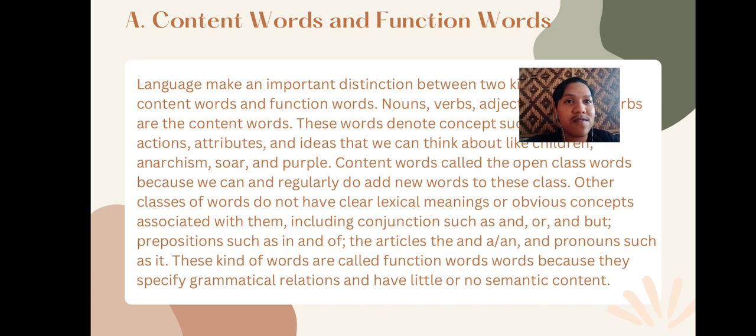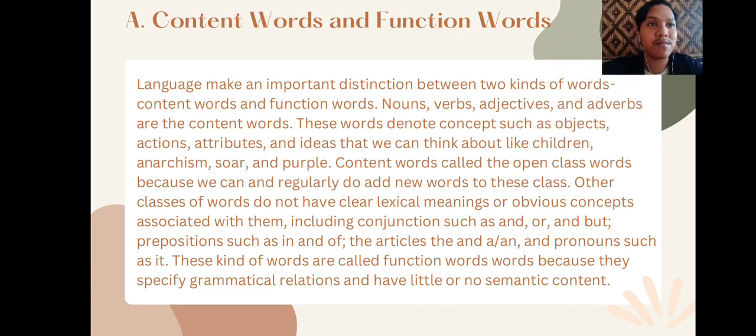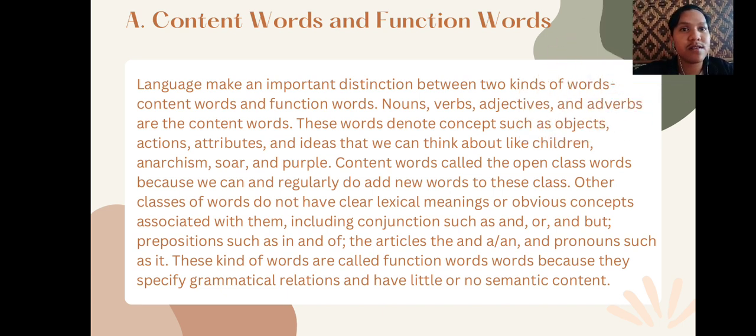Content words and function words. Language makes an important distinction between two kinds of words: content words and function words. Nouns, verbs, adjectives, and adverbs are the content words. These words denote concepts such as objects, actions, attributes, and ideas that we can think about, like children, anarchism, shore, and purple. Content words are called the open class words because we can add new words to this class regularly.